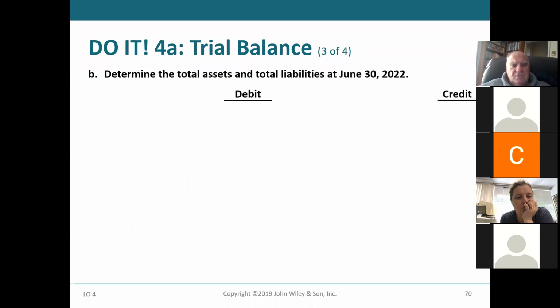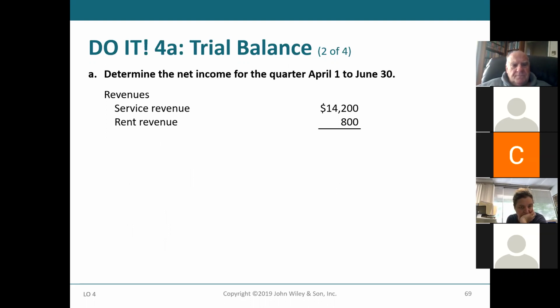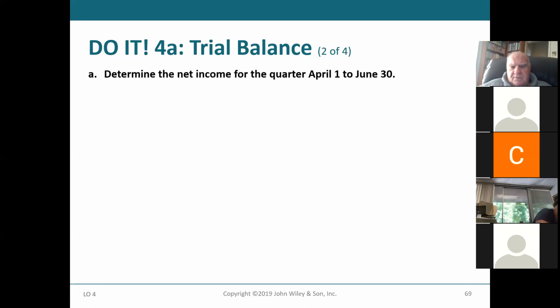So let's take a look. Determine the total assets and total liabilities. Well, again, you're going to go back to this layout here. And you're going to add up all the assets and liabilities. Cash, asset, asset, asset. So they started you off with 4 assets. Do we have any more assets? Looks like they did clump them together for us pretty well. So it looks like we have those 5 assets there: cash, receivables, prepaid rent, supplies, and equipment.